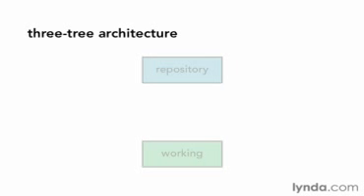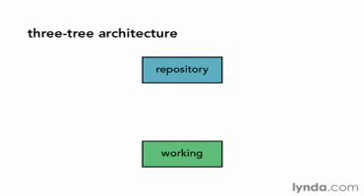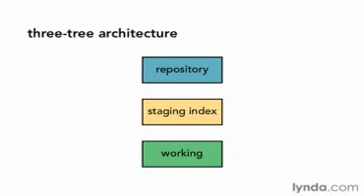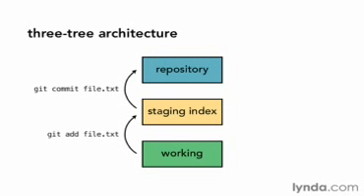Git, however, uses a three-tree architecture. It still has the repository and the working copies, but in between is another tree, which is the staging index. Remember when we did our first commit in the last chapter, we didn't just do a commit, we did an add first. We added, then we committed. It was a two-step process. That add added our files to the staging index, and then from there, we committed to the repository.